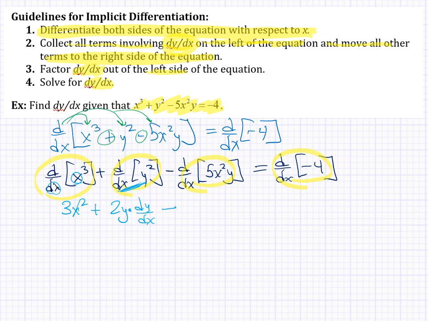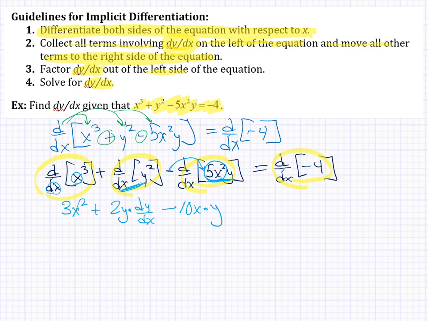Minus the next one is a product, just like that previous example. What I'm going to do is I'm going to attach the negative in here with the 5 so I don't have to distribute it later. So I'll have the derivative of the 5x squared. So that's going to give me negative 10x. That'll be times the y.